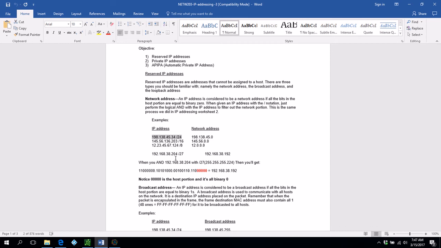198.138.45.34/24. We did this on the last worksheet, on how to find the network address. You take this number, 198.138.45.34, do the logical AND with /24, and then you get 198.138.45.0, which is your network address. This address cannot be assigned to a host, but it identifies everyone in the network 198.138.45.